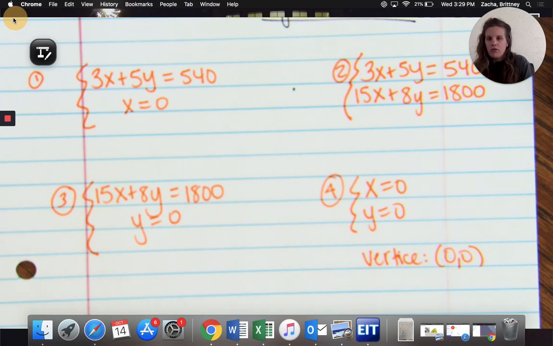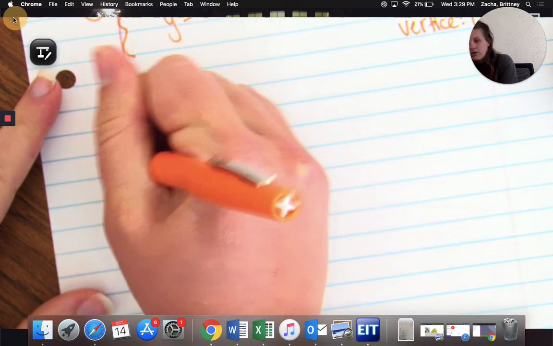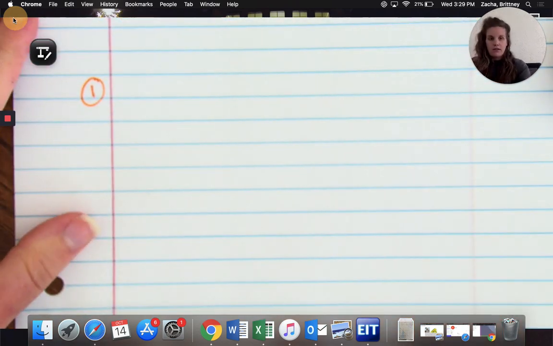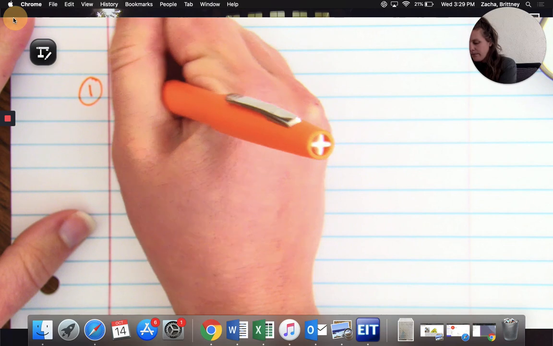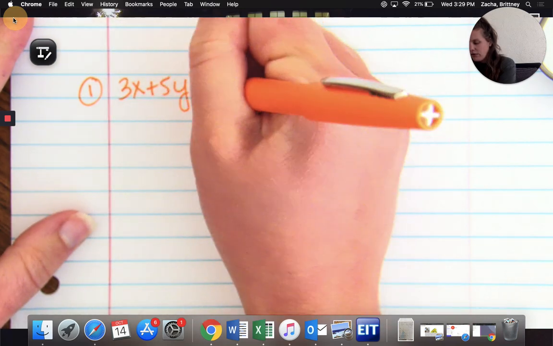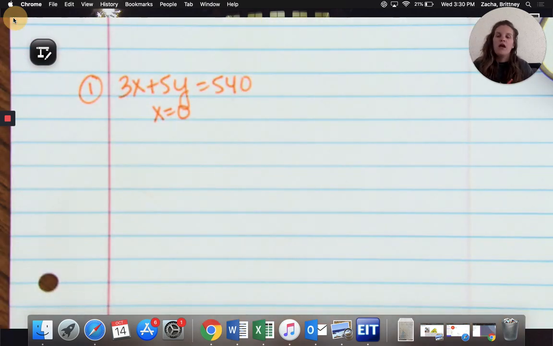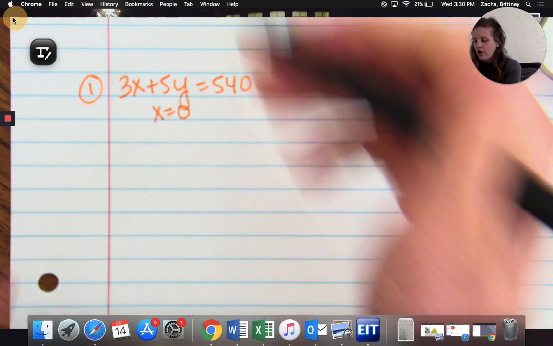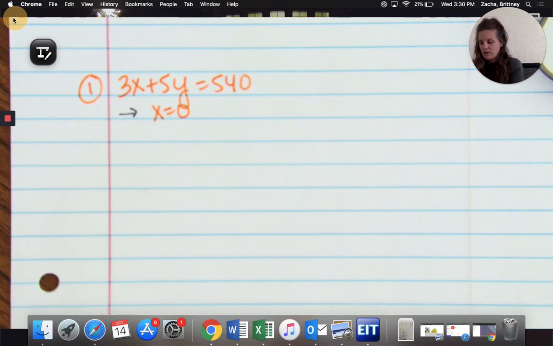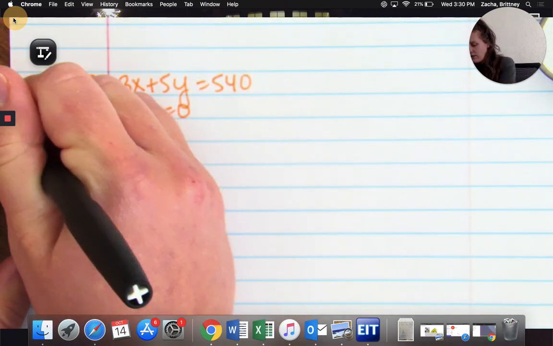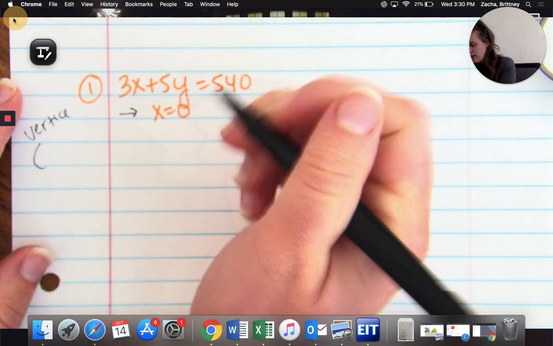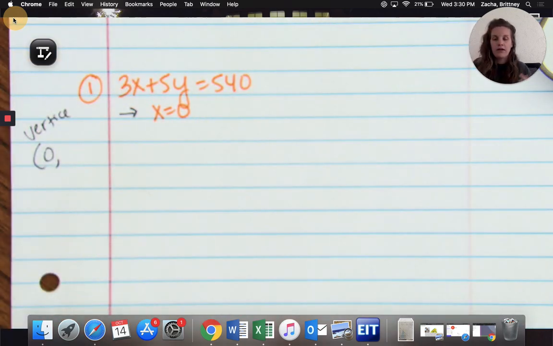Okay, so I'll start with equation 1, or system 1. So that is your 3x plus 5y, and you don't necessarily have to rewrite yours if you have room, and then x equals 0. Okay, so you can either use elimination or substitution in order to solve your system. Okay, this one, since you already know one of your variables, we already know x is 0. So off to the side, we know that this vertex is 0 comma something because we know x is 0. So here we're going to use substitution. There's really no point in using elimination because we know that x is 0.